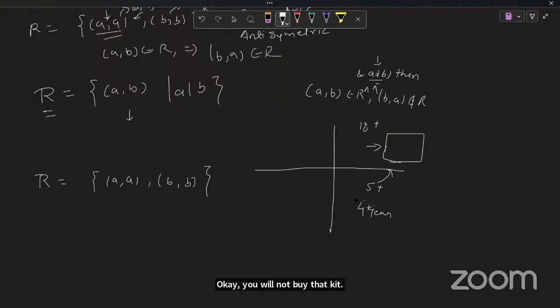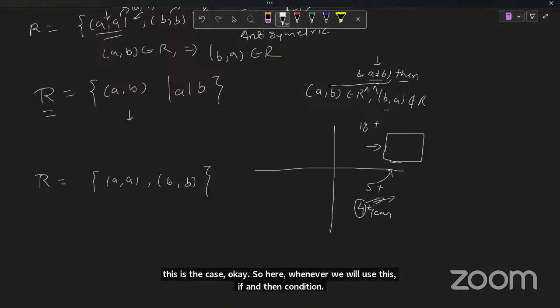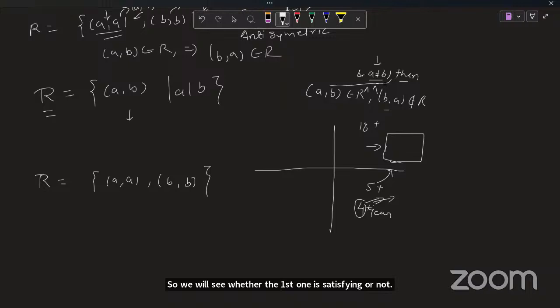But will they stop this person from going inside? No, right? He will go with his parents, and they will say he is with me because he is 4 years old, so he doesn't need to buy a ticket. Even if he buys one, there is no concern. So whenever we use this if-then condition, we see whether the first one is satisfied or not. If the first is satisfied, then only we see the second one. If the first is not satisfied, we are not worried about the second one. That's it.